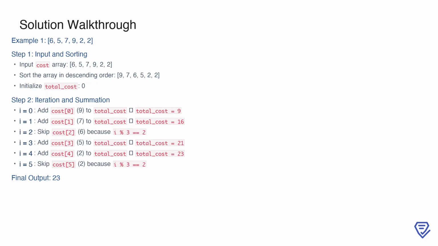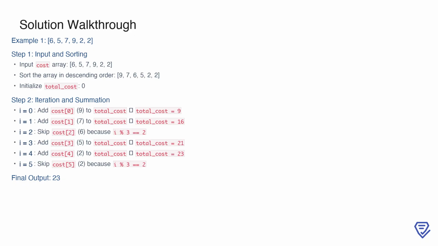To solve this problem, we start with the input array of candy costs, 6, 5, 7, 9, 2, 2. The first step is to sort this array in descending order so that the most expensive candies come first. After sorting, the array becomes 9, 7, 6, 5, 2, 2. Next, we initialize a variable total_cost to 0, which will keep track of the total cost as we iterate through the array. Now, we begin iterating through the sorted array.